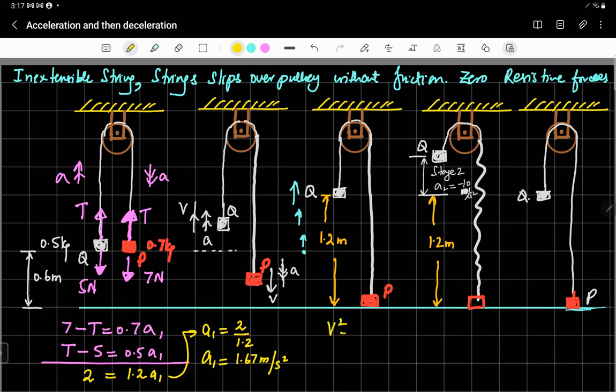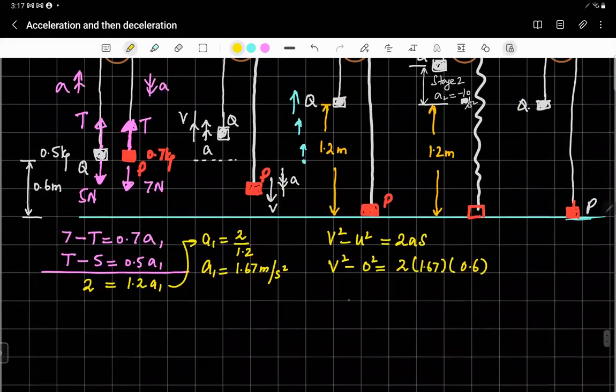So what is the final velocity with which P touches the ground using this value of acceleration? Final speed square minus initial speed square, 1.67, and distance is 0.6 meter. Can you calculate this value of V is equal to under root 2 into 1.67 into 0.6? What is the value of this velocity? 1.42.